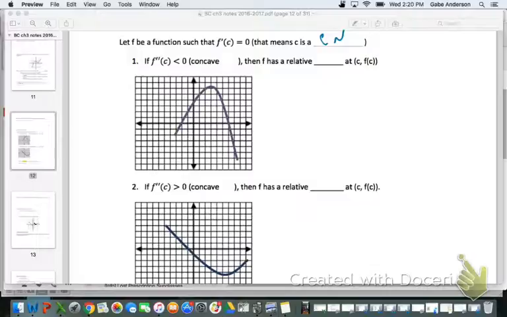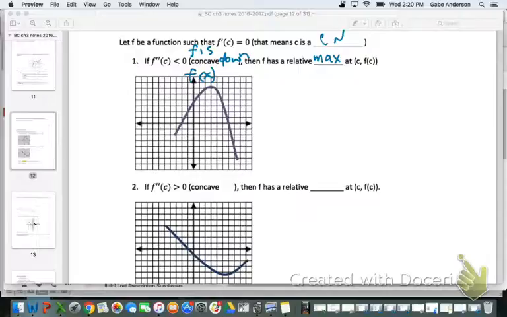If f double prime is negative, that means that f is concave what? Yep, so f is concave down. Then f has a relative what? Max, yeah. So you can see that on that graph that I've drawn below, this would be a graph of f of x. And you can see that if at a critical number, the graph of f is concave down, doesn't that have to be a high point? It's got to be. And so that's the first part of the second derivative test.